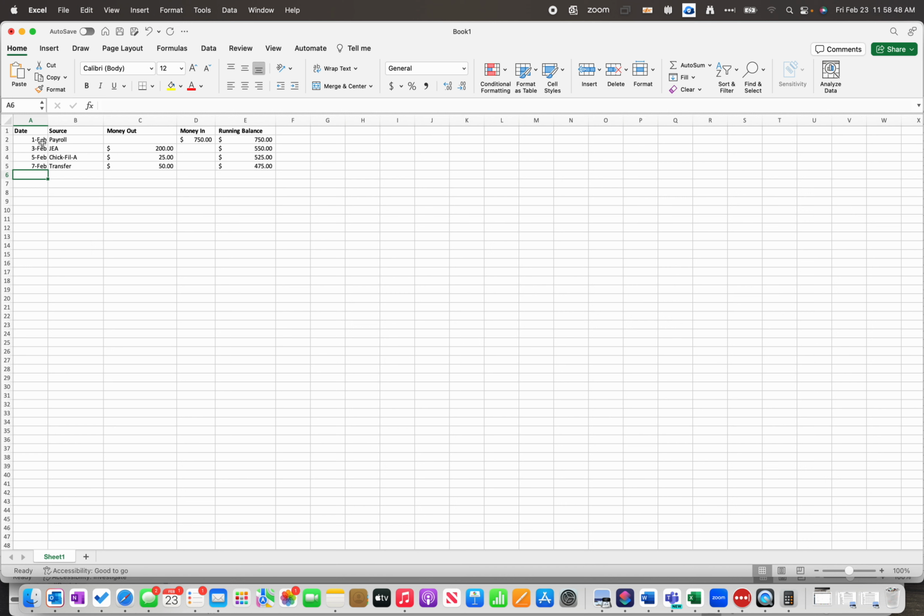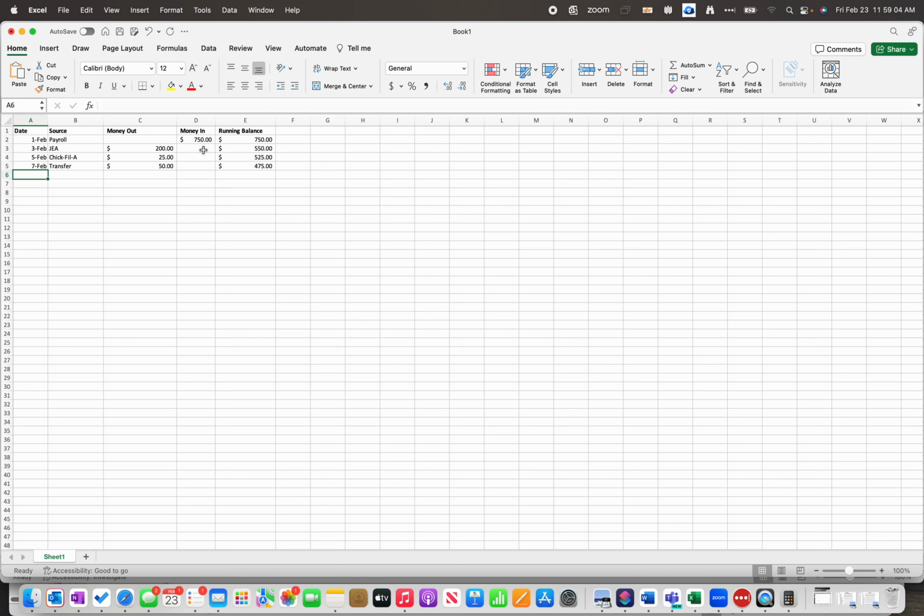You write down a column for a date, a column for who it is that you're doing business with. Remember, bank accounts make it easier for you to do business with people. Then you have a minus column, or a money out column, or an expense column, if you want to call it that.